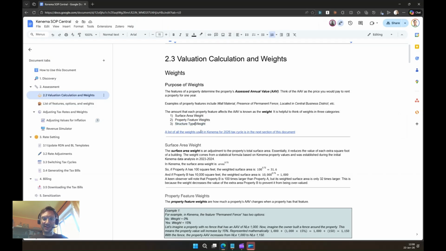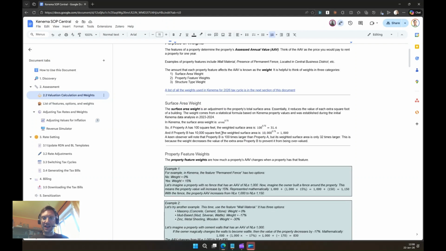We will provide a list of every weight in your respective standard operating procedures, SOPs, and they will be linked to here. The first weight we want to look at is surface area weight. And this is an adjustment to a property's total surface area. Essentially, what it does is it reduces the value of each extra square foot that you add to a building.